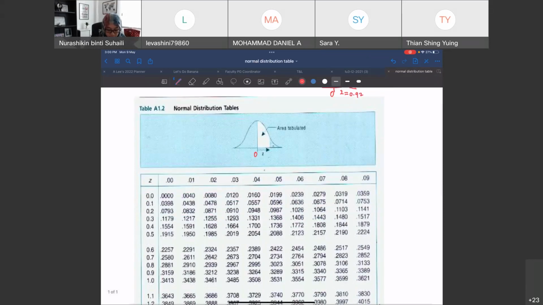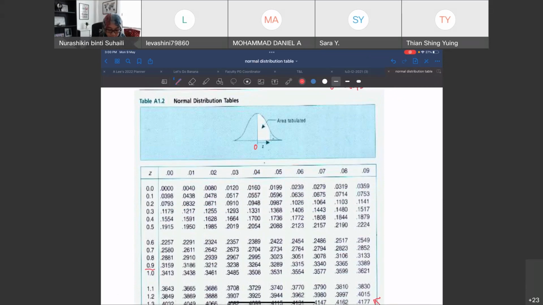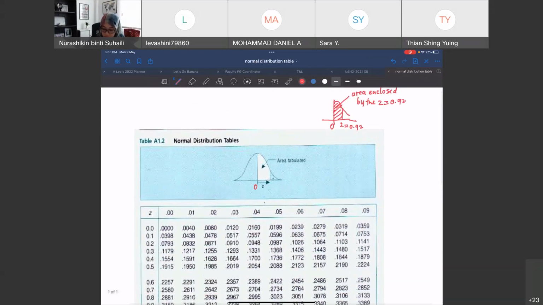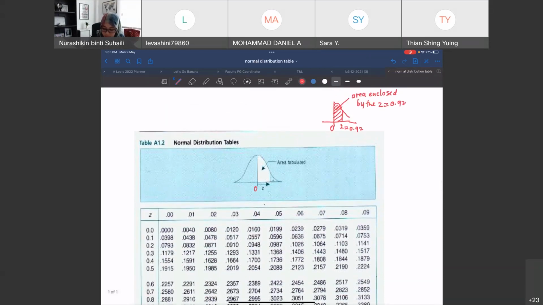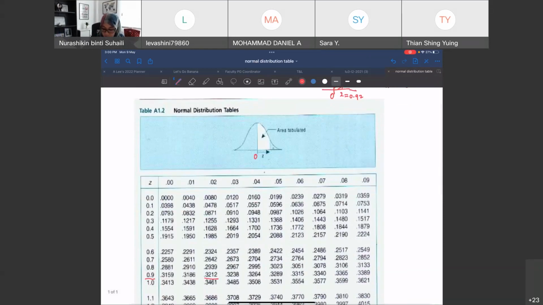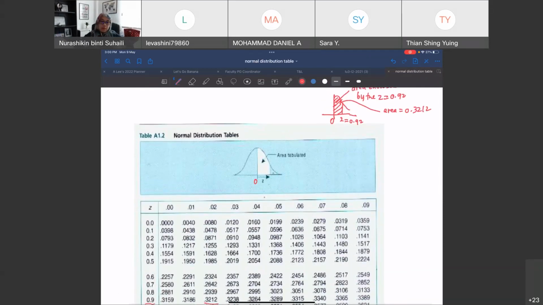If you read from the table here, 0.92, okay, that's the value of the area. So the value here is 0 point, you can see the point before 3, isn't it? So this area is 0.3212. That's what is meant by the Z and also the area enclosed by the Z value.